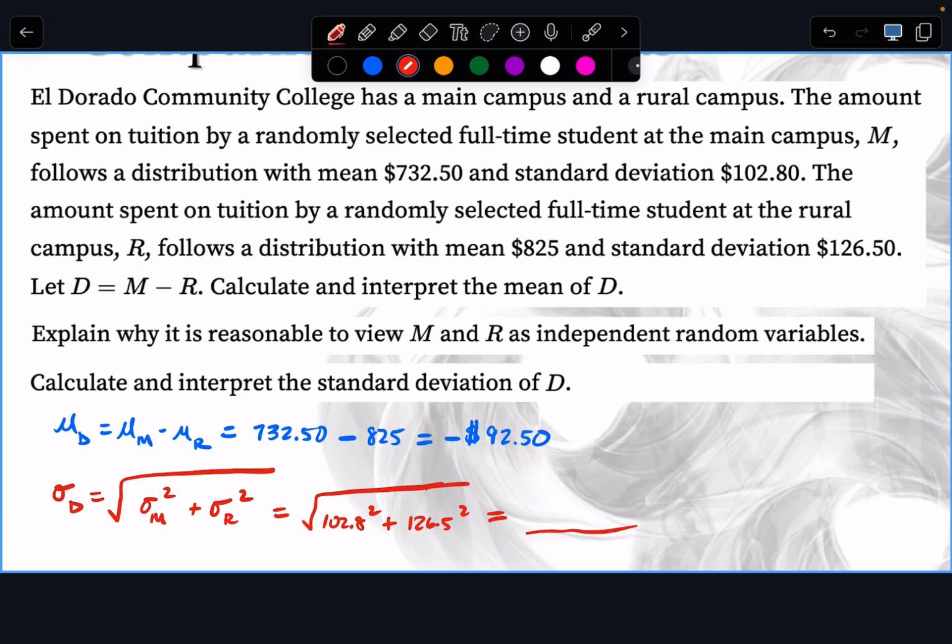And then when we interpret, if we were to select multiple individuals from the main and the rural campus and calculate the difference, the difference we calculate will typically differ from the mean difference by about whatever this comes out as. So again, that standard deviation is that typical distance from the mean.